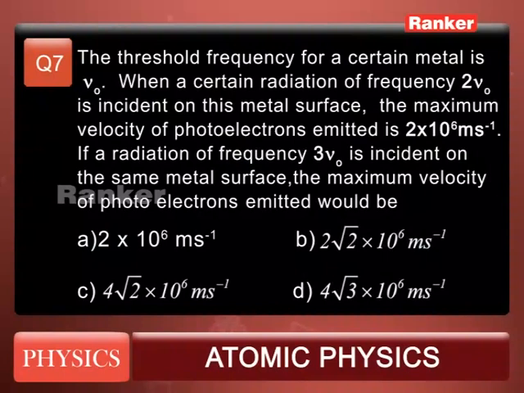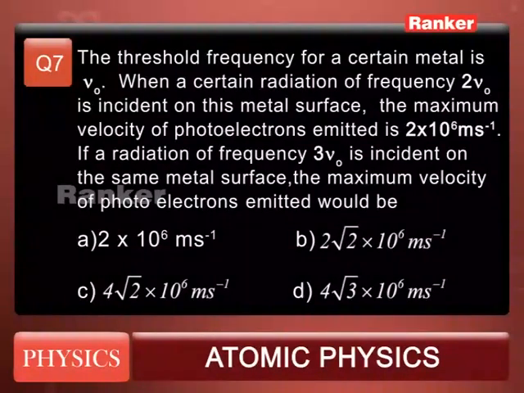And what are the 4 options he has mentioned? Let me read them out first. First option, 2 into 10 power 6 meter per second. That means there will be no change in the velocity of the emitted electron in both cases. Second option says 2 root 2 into 10 power 6 meter per second. Third option is 4 root 2 into 10 power 6 meter per second, and fourth option is 4 root 3 into 10 power 6 meter per second.